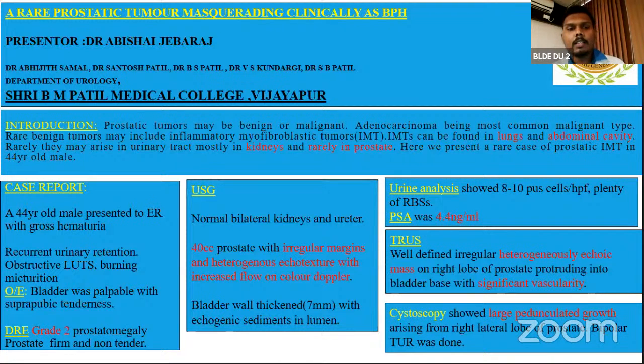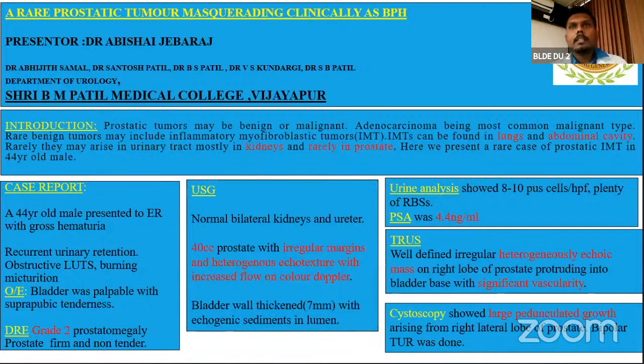On further evaluation, ultrasound showed a 40 cc gland. The kidneys and urinary tract were normal, and along with this, the bladder had few sediments and blood clots. So urine analysis showed 8 to 10 pus cells, and PSA was 4.4, which was grossly normal. And so the patient underwent a TRUS, which showed an irregular heterogeneously echoic mass on the right lobe of prostate protruding into the bladder base with significant vascularity.